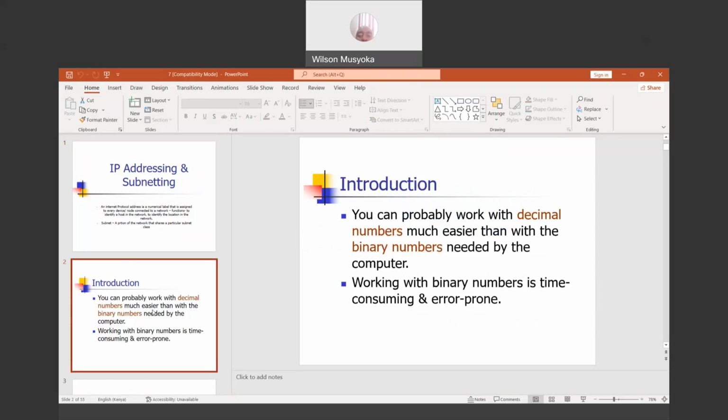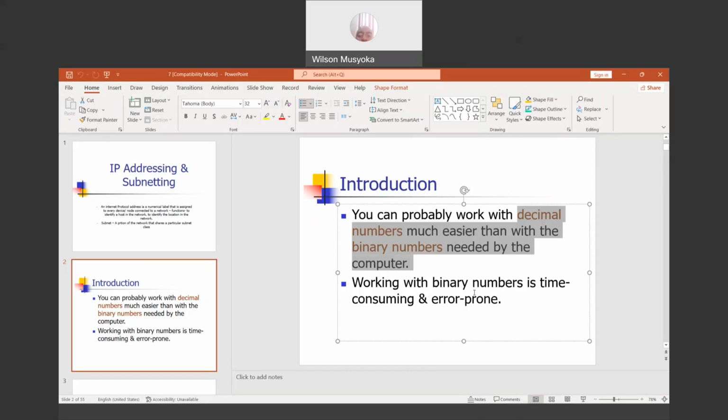So, like we have just seen with the numbering systems, where we have the different types of numbering systems from binary to decimal to hexadecimal and octal, then here is how they are normally used. Normally, human beings work with decimal numbers because they are easier than with binary numbers, which are needed by computers.